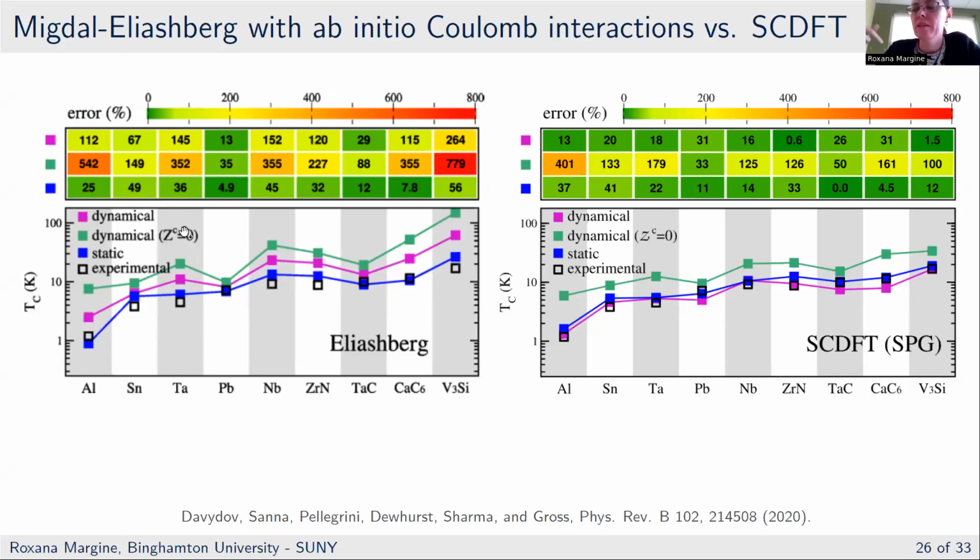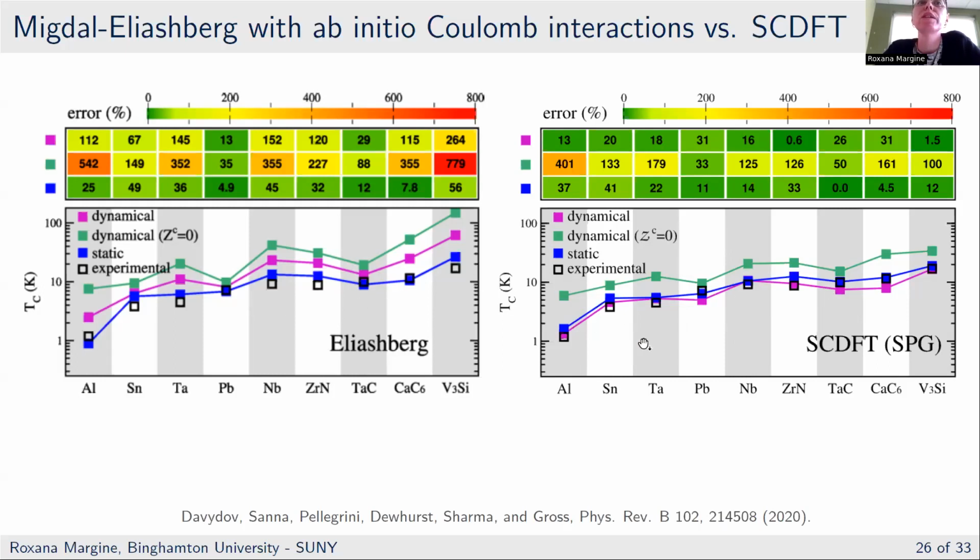So in this case, they didn't take into account the Coulomb effects in the mass renormalization function. And this is a comparison with SCDFT. As you can see in this case, again, the static result gives very good agreement with the experiment. This dynamic weak coupling also deviates by a factor of 2, but in the case of SCDFT, the full dynamic effects also give very good agreement with the experiment.